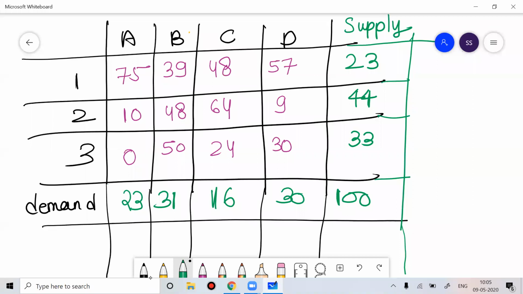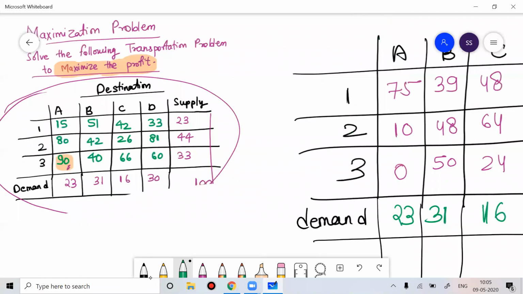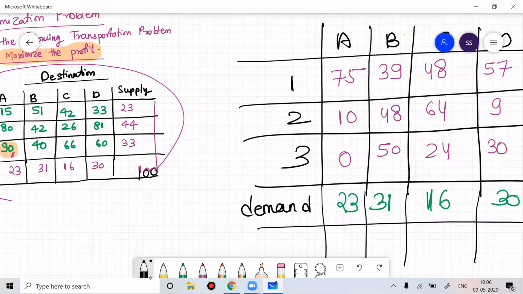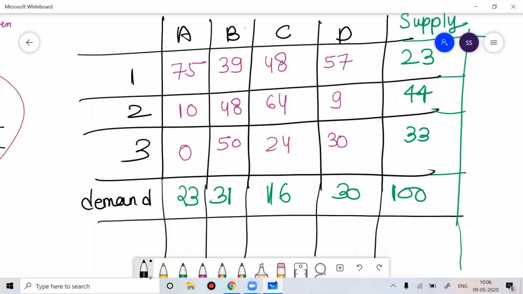Everyone use the Vogel approximation method, and based on it, tell me the initial basic feasible solution. Everyone do fast. So this is the problem.